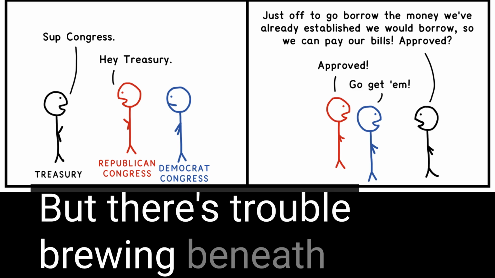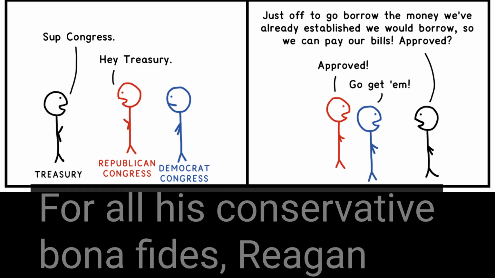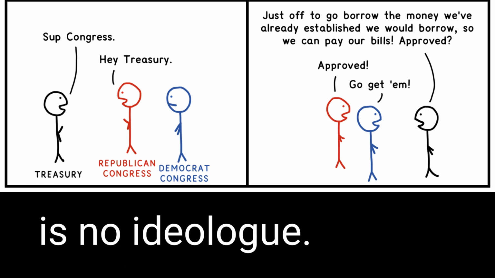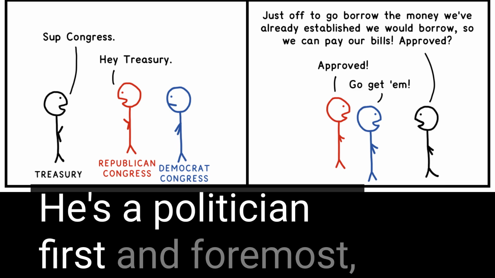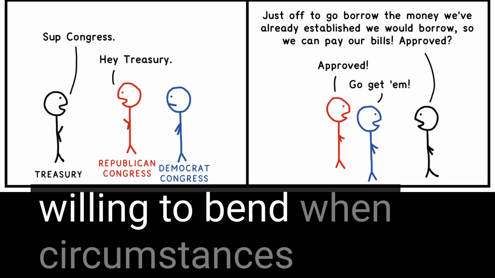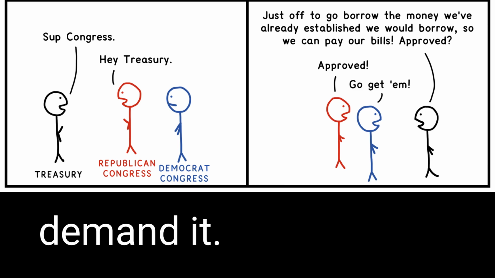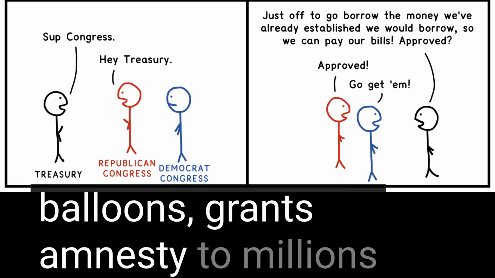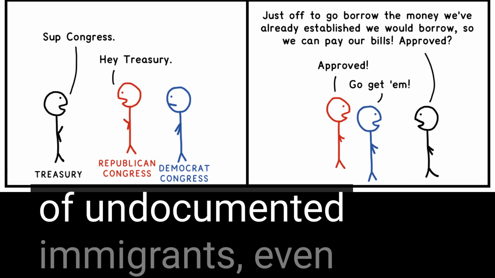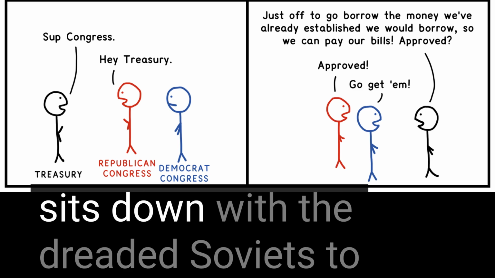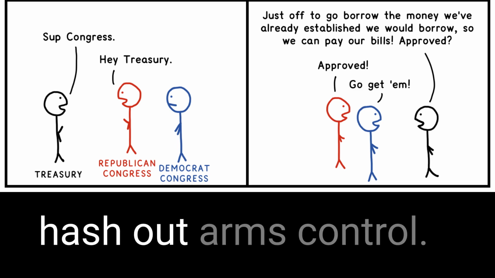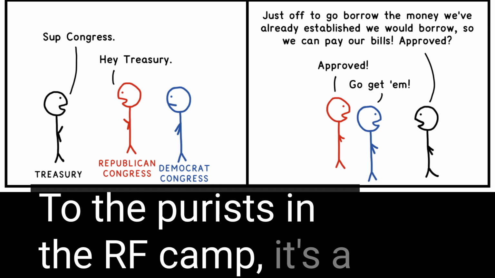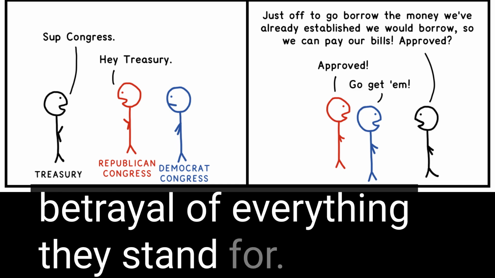But there's trouble brewing beneath the surface. For all his conservative bona fides, Reagan is no ideologue. He's a politician first and foremost, willing to bend when circumstances demand it. He raises taxes when the deficit balloons, grants amnesty to millions of undocumented immigrants, even sits down with the dreaded Soviets to hash out arms control. To the purists in the RF camp, it's a betrayal of everything they stand for.